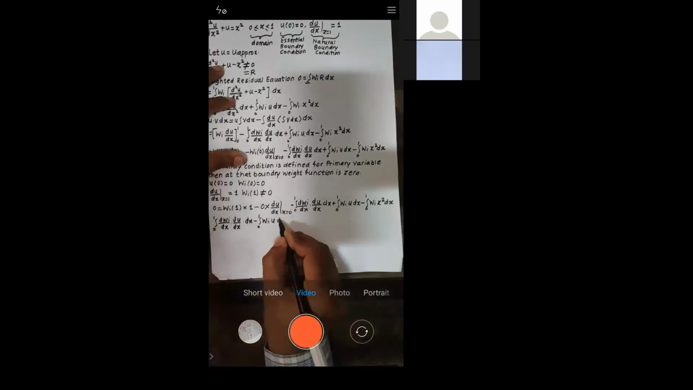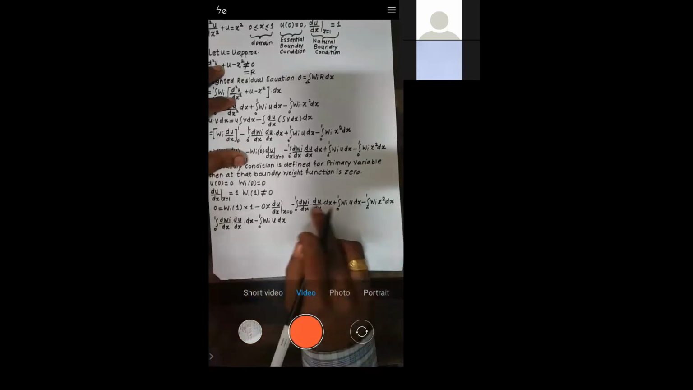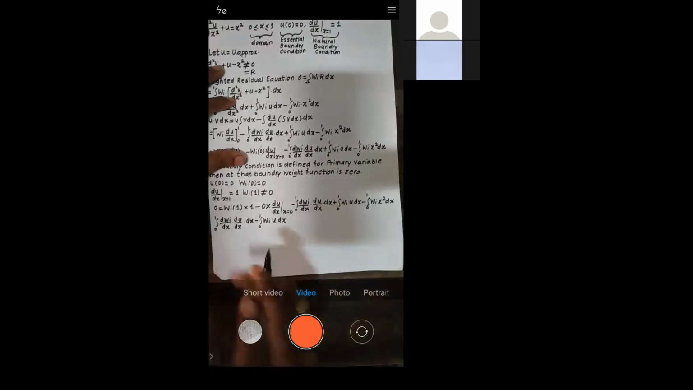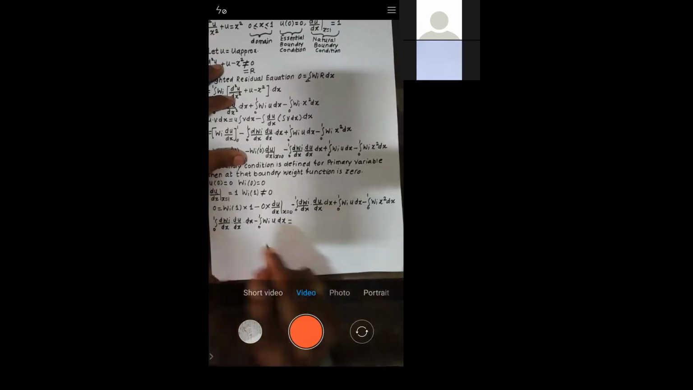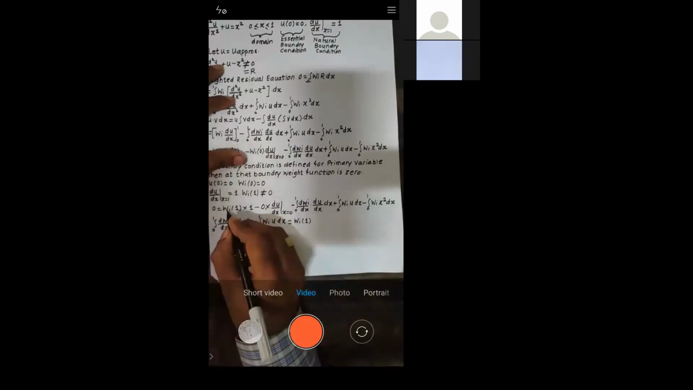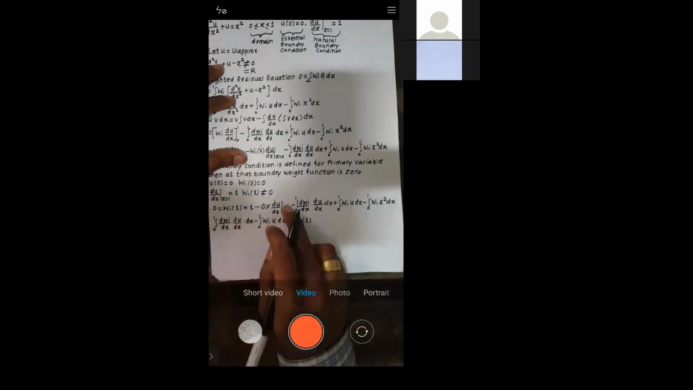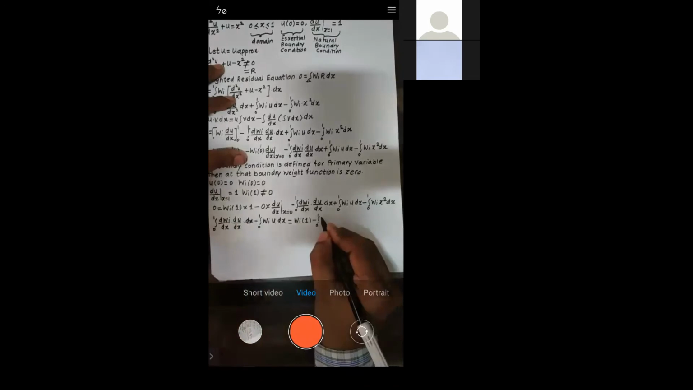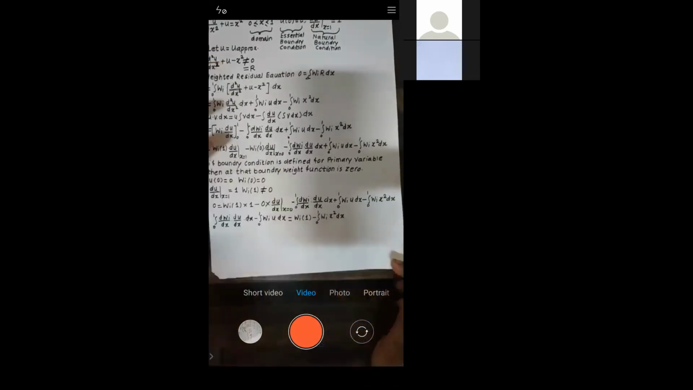So these two terms are taken on the left hand side, is equal to. This term will remain on the right hand side, that is the weight function at 1. See, this is the weight function at 1 into 1, it's the weight function at 1. This is 0 and this term is remaining, right? So this is minus integration 0 to 1 weight function into x square dx. Is it okay? Is it okay till this way?